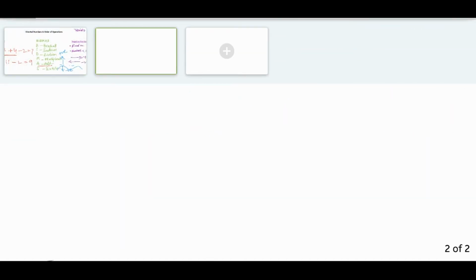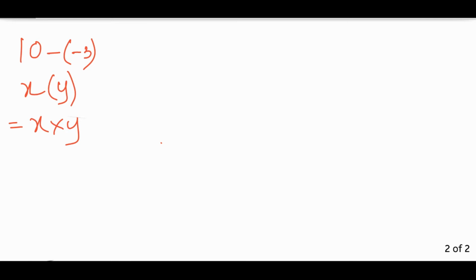If I give a few more examples, that would be much clearer. Let me move on to the next page. Here we have, let's say, 10 minus 3 in brackets. We have to open the brackets first according to BIDMAS, since B comes first. Now to open this bracket, there is another condition. This bracket actually represents multiplication. If you have something in the form x bracket y, that means x times y. So this here means minus times minus 3.